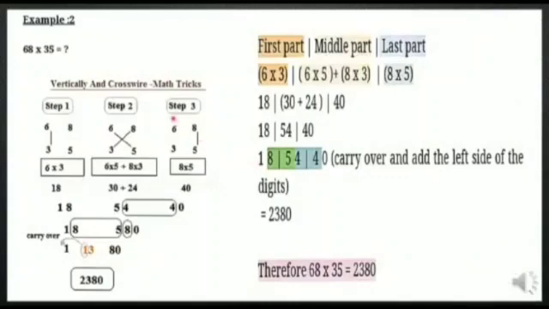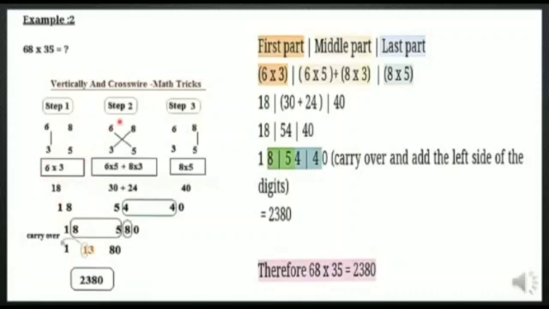Now let us solve another example using the same method, the vertically and crosswise method. Here we have to multiply 68 and 35. So we already know how to solve it. We will first write for step 1. We will write 68 and 35 in such a manner that 35 comes below the 68. And what are we supposed to do now? We will solve the numbers on the left side, or we can say the numbers on the tens place. So what are the numbers on the tens place? We have 6 and 3. So when you multiply 6 and 3, you will get an answer 18.